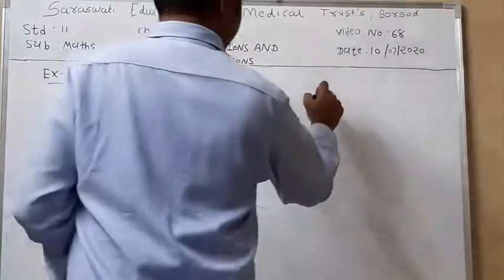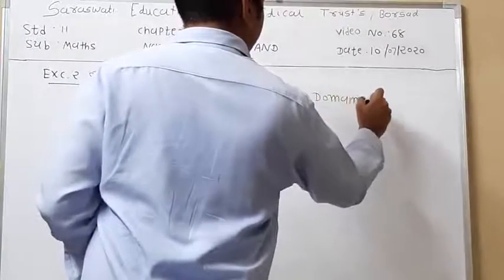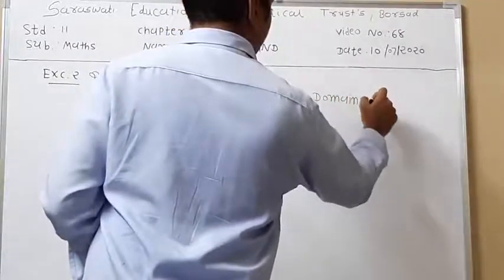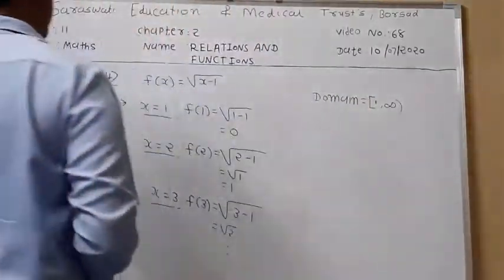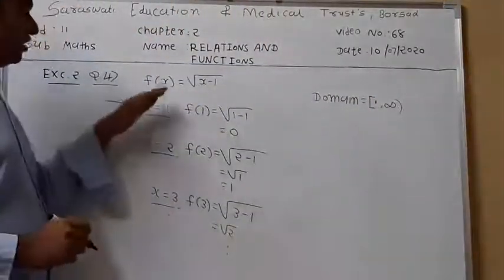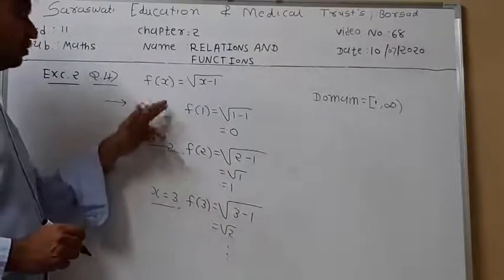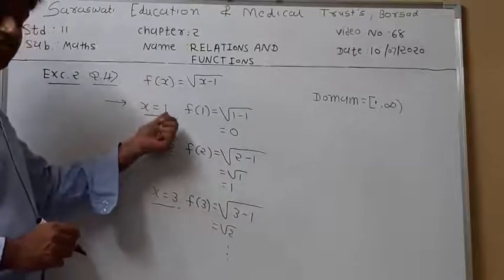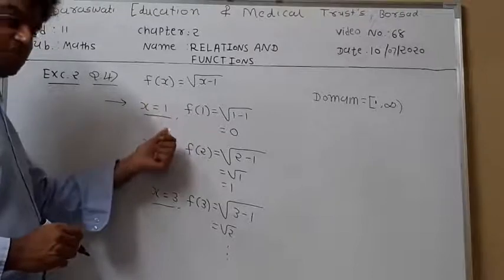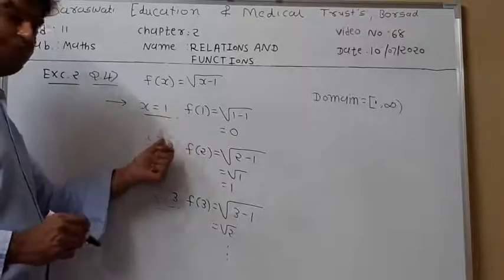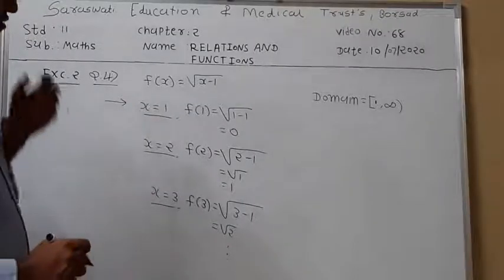So our domain, we can write as the closed interval 1 to infinity. Here the minimum value of the domain is 1, and 1 is also included, that's why we write a closed interval: 1, 1.1, 1.2, 1.3 up to infinity. So our domain is the closed interval 1 to infinity.